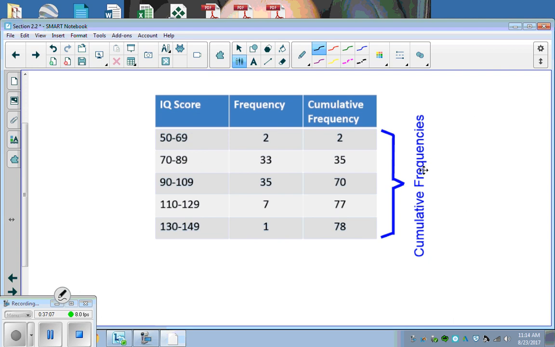Cumulative frequencies. We had 2. Cumulative means you're going to add as you go. There's 33 in the next class, so 2 plus 33 is 35. 35 plus 35 is 70, and so forth. That's cumulative frequencies.